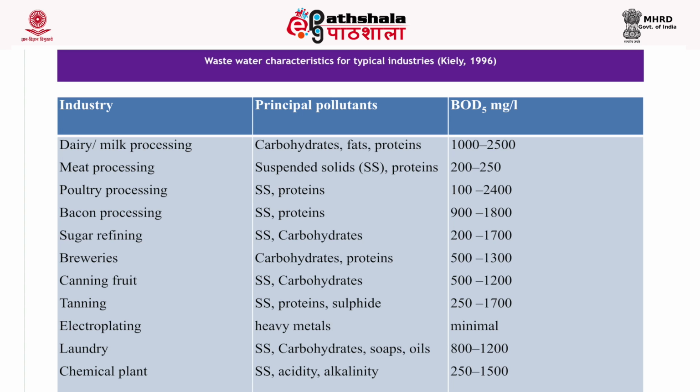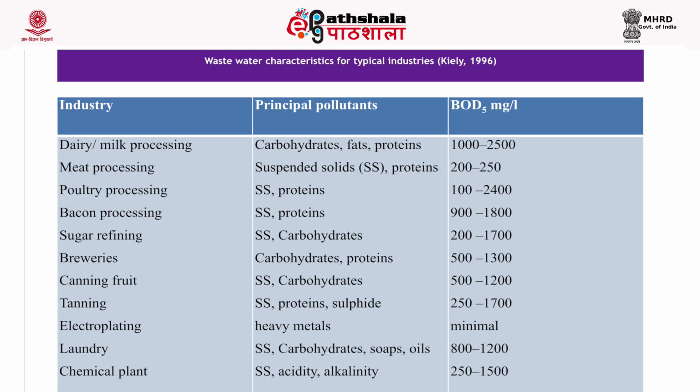Sugar refining industries also contain suspended solids and carbohydrates. Beverages contain carbohydrates and proteins in the range of 500 to 1300 milligram per liter. Canning industries contain suspended solids, carbohydrates, proteins and sulfides in the range of 250 to 700 milligram per liter. Electroplating industries emit a lot of heavy metals in their discharge. Laundries contain suspended solids, carbohydrates, soaps and oils in the range of 800 to 1200 milligram per liter.